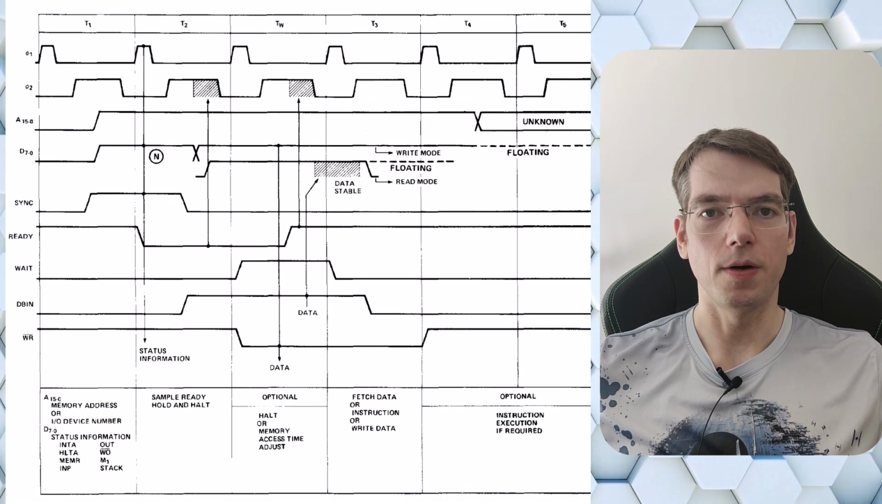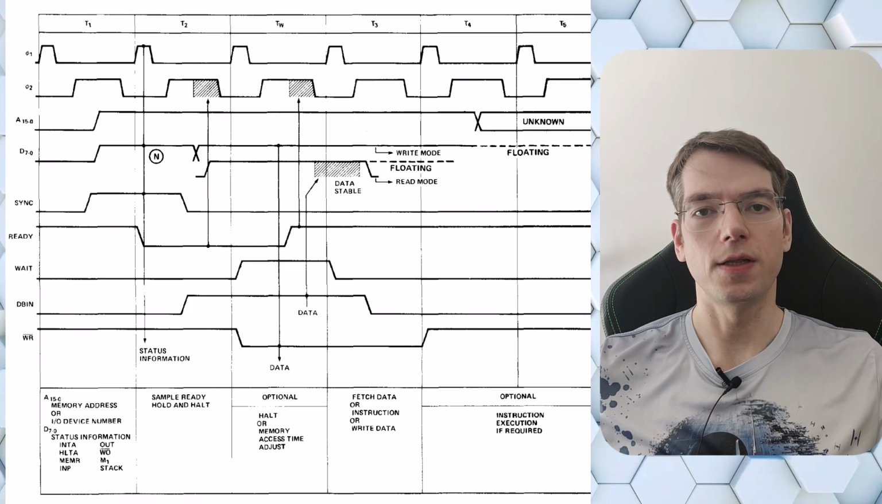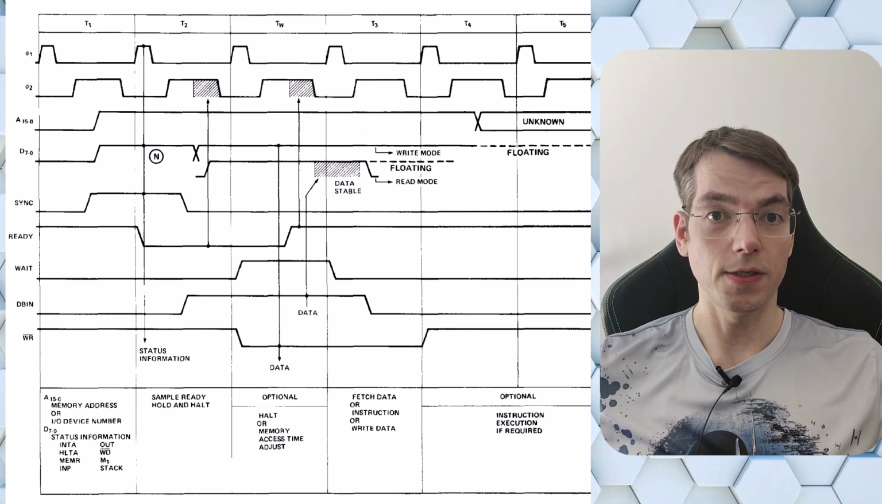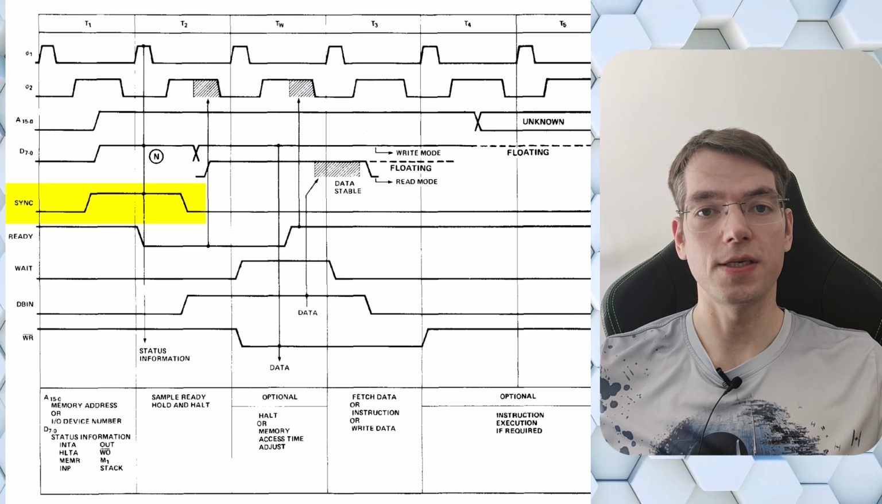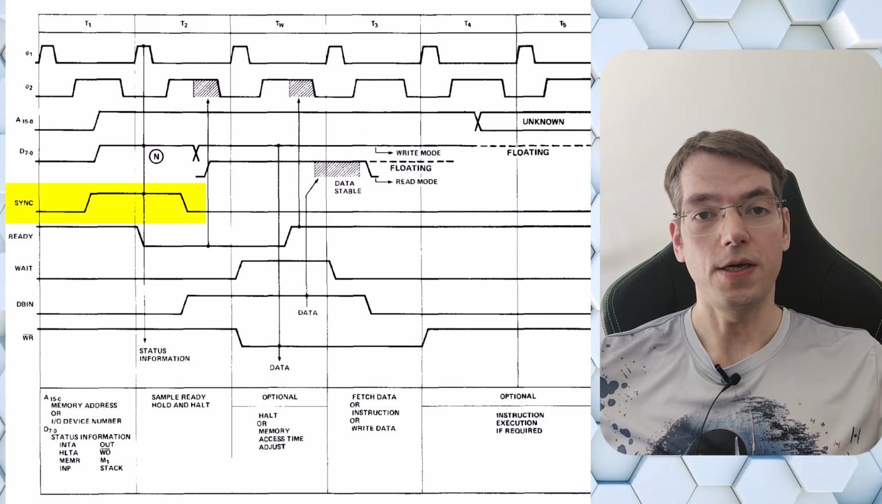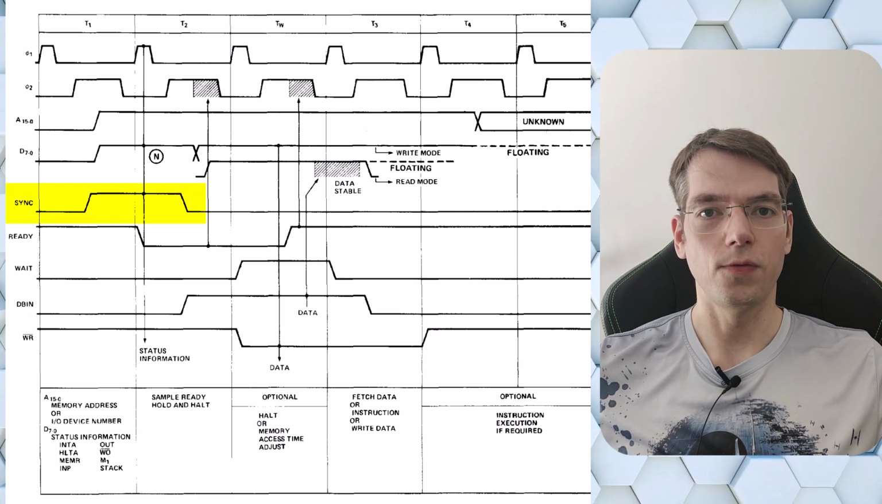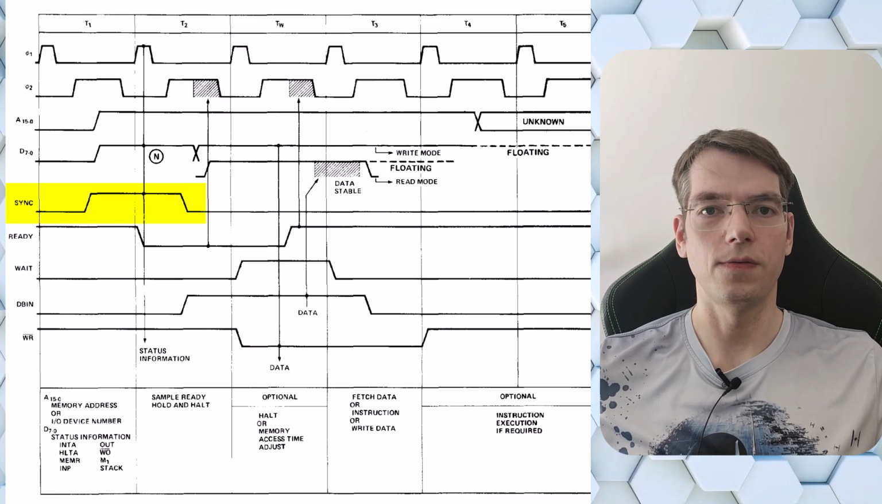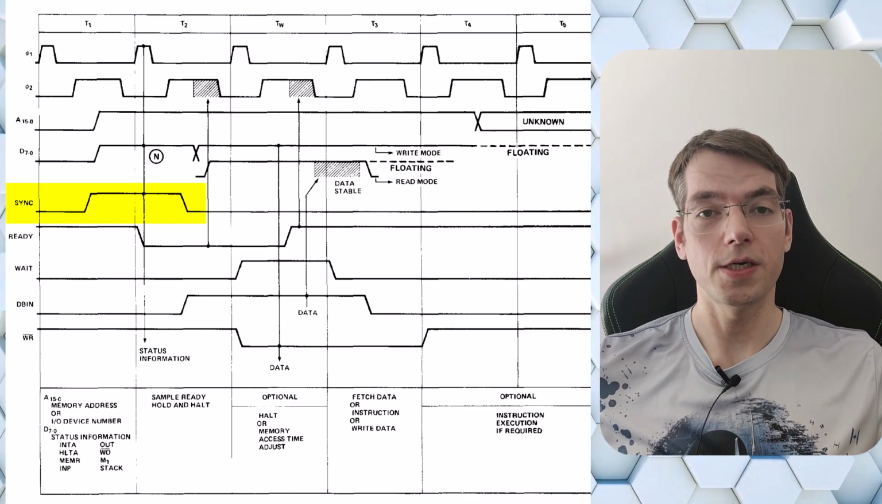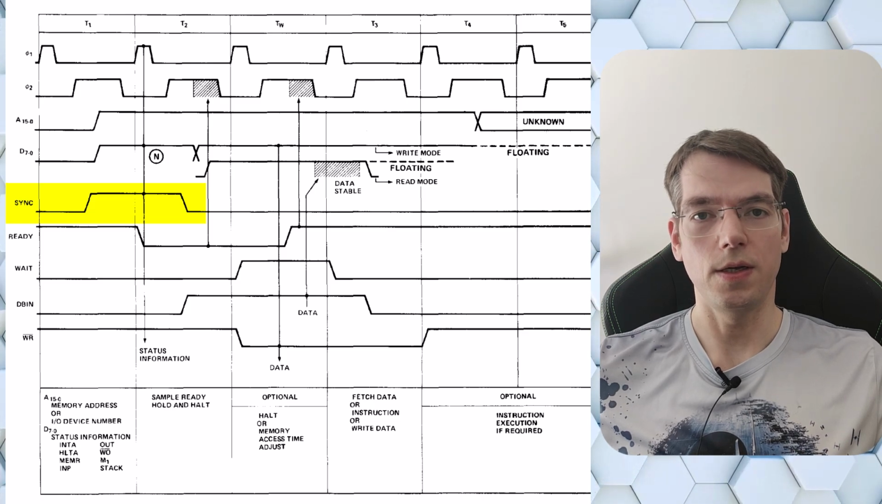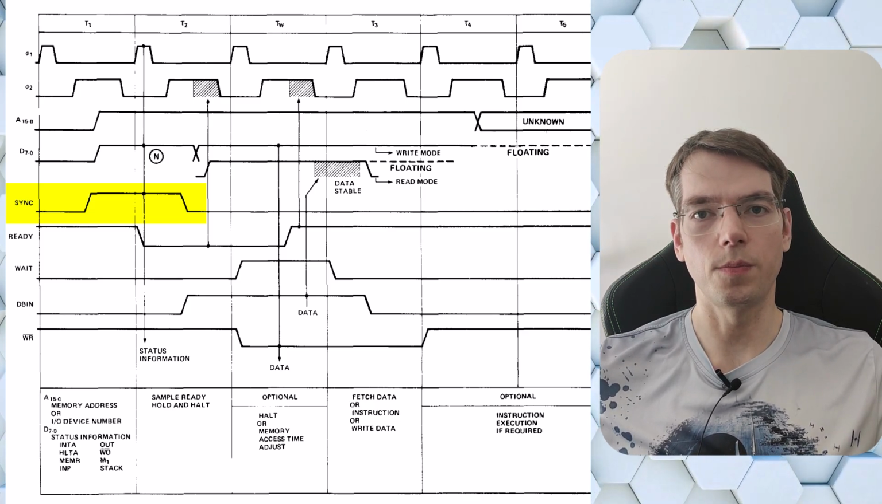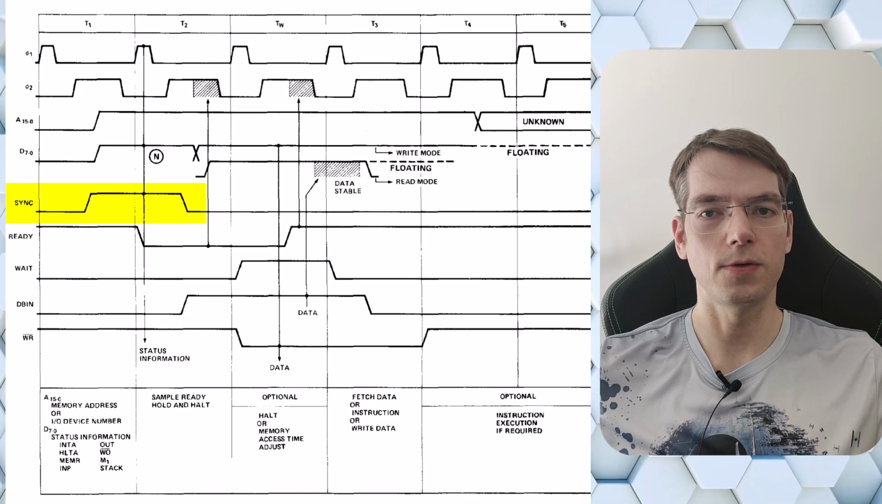Now it's time to talk about the 8080 input and output signals. The first important signal is the sync signal. The 8080 uses that signal to inform the periphery about the start of a machine cycle. A machine cycle defines one read or write operation for memory or the device input-output subsystem.